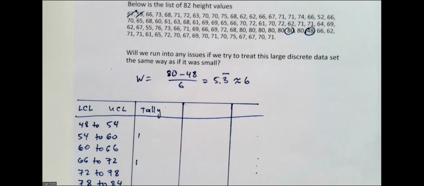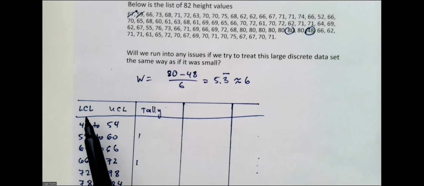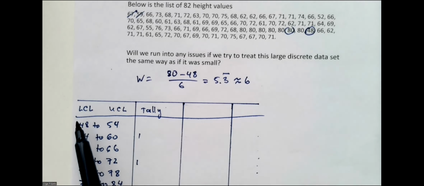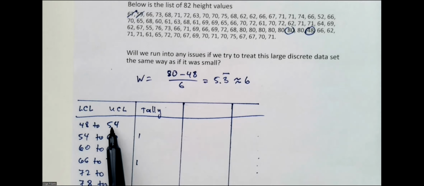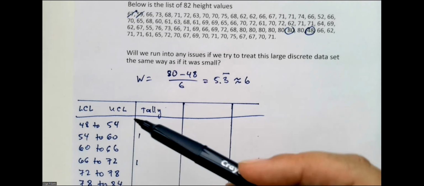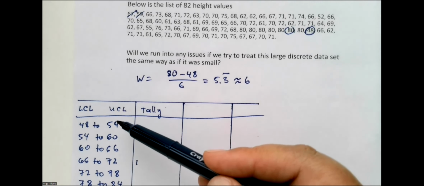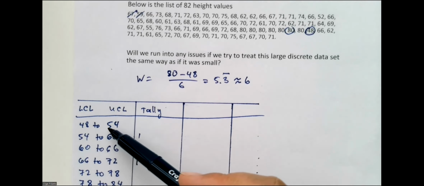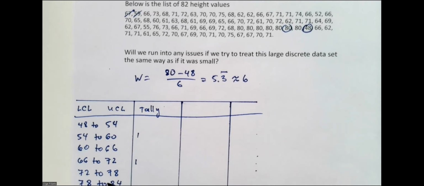Now, one important thing to note here is that your range of values in each class includes your lower class limit and goes up to, but not including, the upper class limit. So if we come across the number 54, it's going to go into the second class and not the first class. So each class does not include the upper class limit. The values go up to, but not including, the upper class limit.